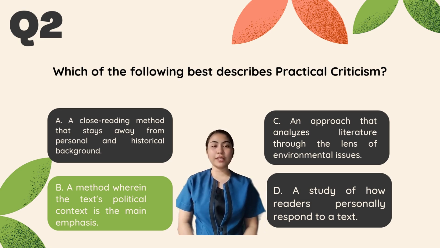The correct answer is letter B, a method wherein the text's political context is the main emphasis. Emphasizes reading and interpreting the text itself, its language, structure, and imagery without considering outside influences like the author's life or the time period. Okay, for letter A, this describes Marxist criticism. For letter C, this is eco-criticism, which deals with nature and environmental themes in literature. And for letter D, this is reader response criticism.